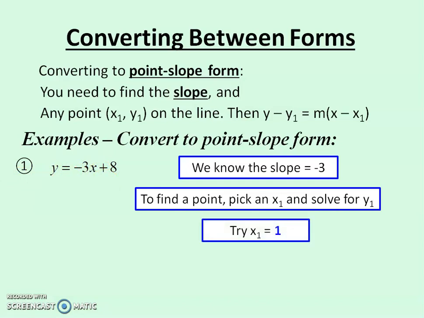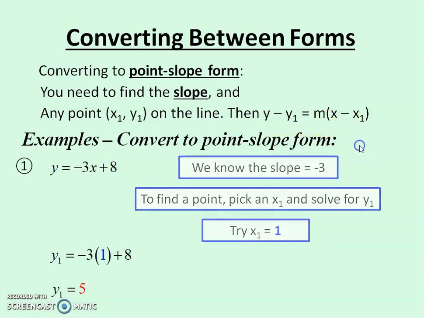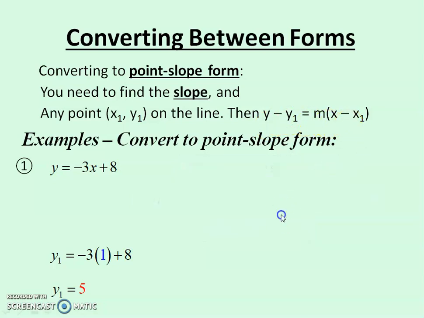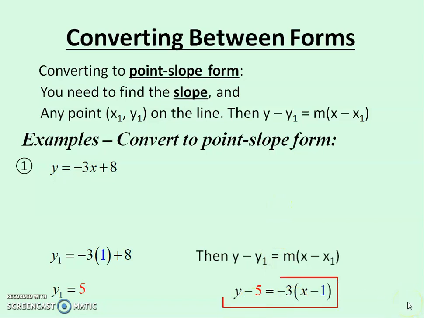Let's say I picked x as 1. I would plug that in as the x value, and I'll solve for the y that corresponds to that 1. So I would do negative 3 times 1 plus 8, that works out to be 5. My y1 is 5. So when I plug that in to this format, I would get y minus the y value that I just found. That'd be y minus 5. My slope I know is negative 3. And when I plug in my x1, it's going to be x minus the x value that I picked. That's it. That is the answer in point-slope form.